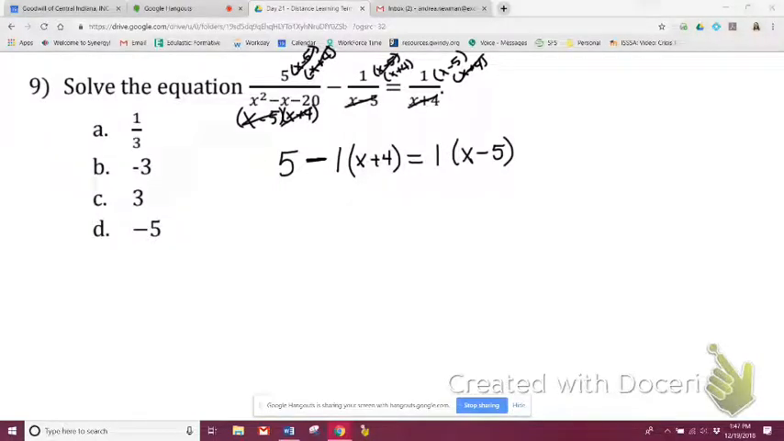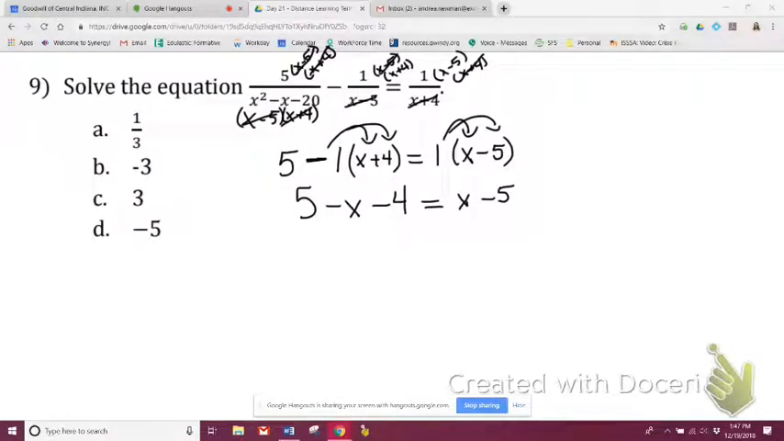X minus 5. And then we just multiplied every term by that, because something has to cancel in all of them. So now we want to distribute this negative 1. So 5 minus x minus 4 equals, distribute this one, x minus 5.